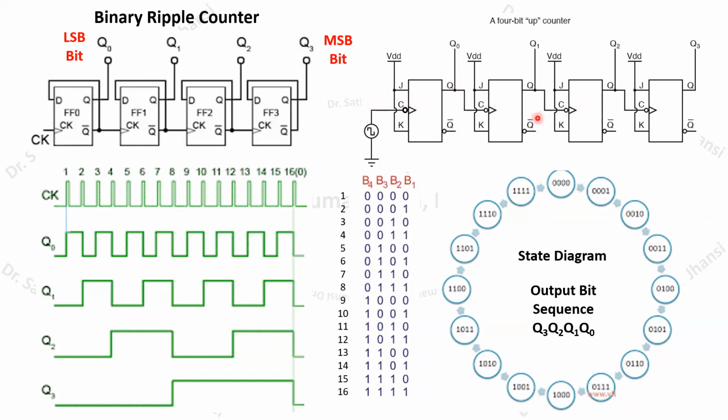You can see all the JK flip-flops are connected to 1. They are connected to the positive supply, meaning logic level 1. That way we have to make the connections.